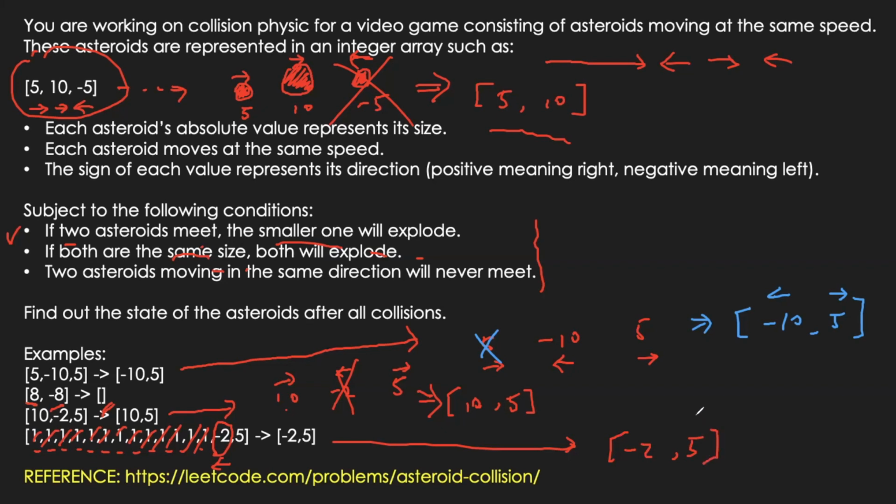Why is that? Well, 5 continues to go to the right, and left is going to continue to go to the left. And what's happening here is all of these asteroids to the left of this -2 will then be obliterated, one at a time. So you end up with -2 and 5.